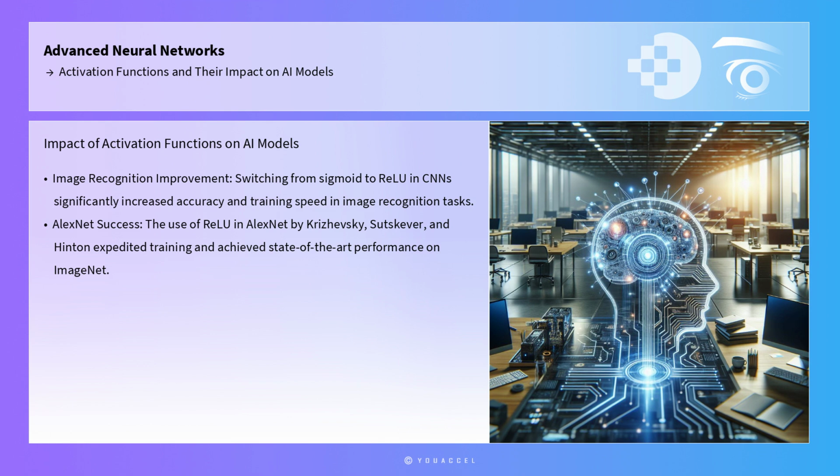Case studies have demonstrated the impact of activation functions on AI models. For example, in image recognition tasks, the switch from sigmoid to ReLU as the activation function in convolutional neural networks led to a significant increase in accuracy and training speed. A study by Krizhevsky, Sutskever, and Hinton showed that using ReLU in their CNN model, AlexNet, not only expedited the training process, but also achieved state-of-the-art performance on the ImageNet dataset, thus revolutionizing the field of computer vision.